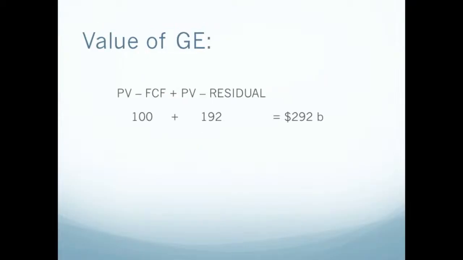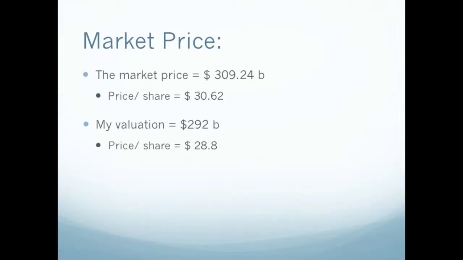Then we add the PV free cash flow to the PV residual to get the value of the company. The value of GE using the organic growth method is equal to $292 billion. Last but not least, if we compare this organic valuation of General Electric to the market valuation, which is growing inorganically, we will find a small gap between both numbers. The market estimated that General Electric is worth $309 billion, and my estimation was only $292 billion.